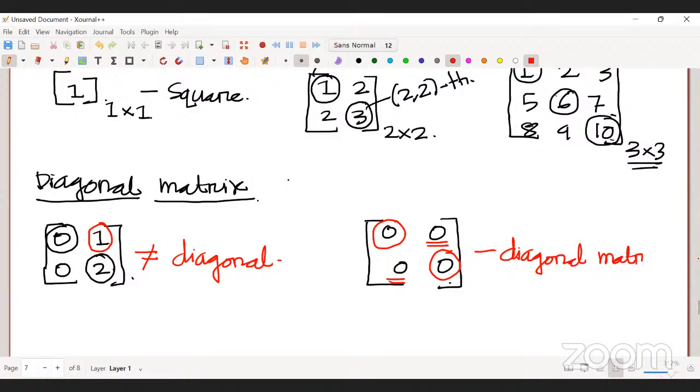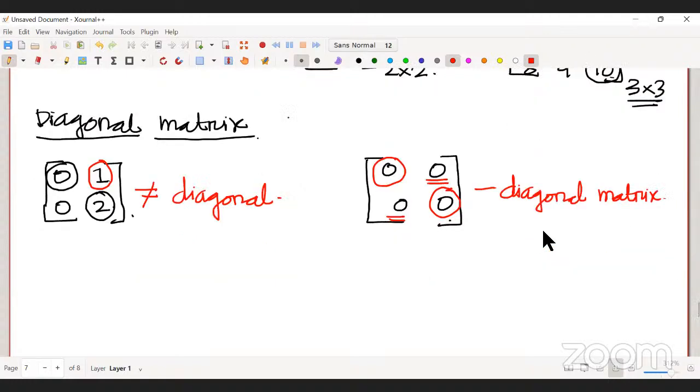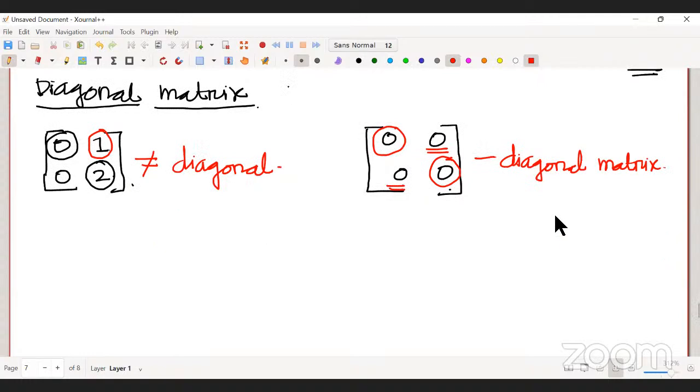I don't care what the diagonal entries are. The only thing I care about is the non-diagonal entries. It means we have to rely on the definition. Correct.